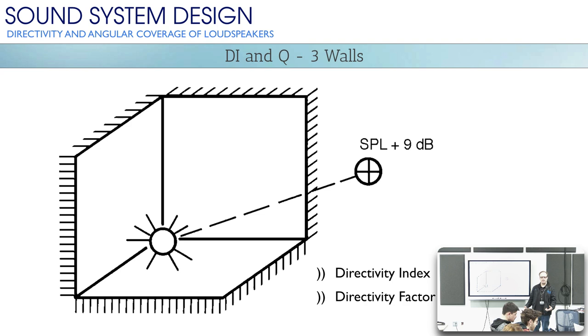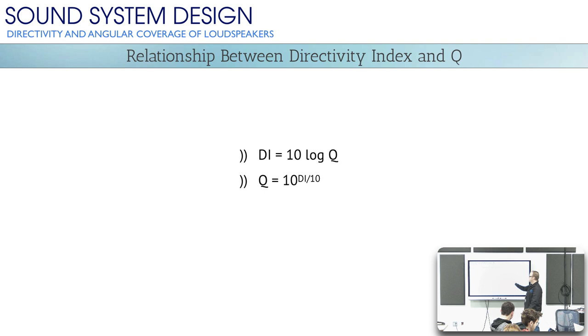So one of them, before I go on, there's a mathematical relationship between directivity index and Q, which should look familiar now to you. Although I think you've kind of guessed the relationship just from us talking through it a little bit. Directivity index is 10 times the log of Q, and Q equals 10 to the power of directivity index divided by 10, right? And if you were paying attention, you might have discovered that relationship on your own once we talked about it for a few minutes, okay?